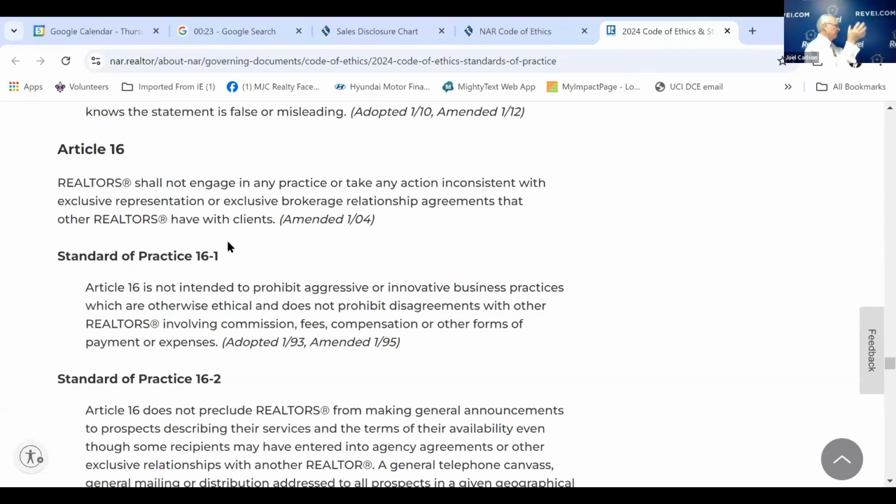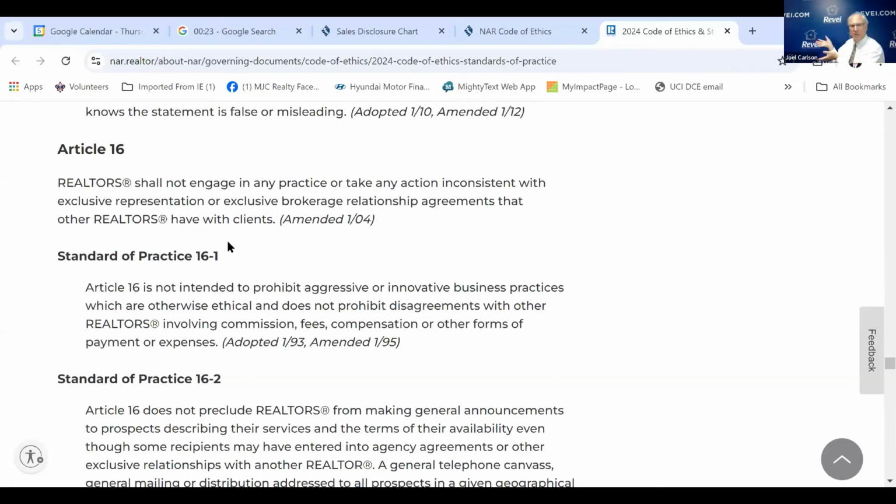So if I have a listing, that's a business, and you knock on the door, hi, Joel, listen, I know you're listed with this guy. He's a bum. Cancel the listing and list with me. That's a violation of your code of ethics. One. Two, it's a violation of law. The State of California says you can't do that.